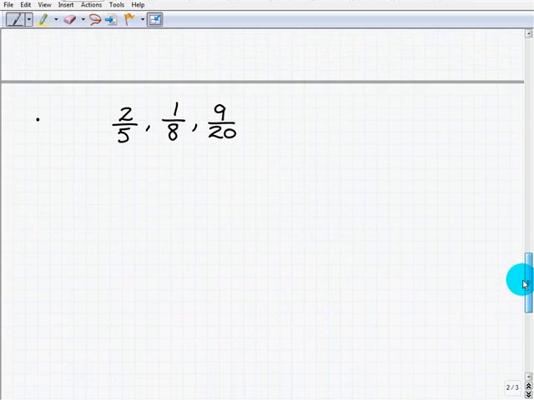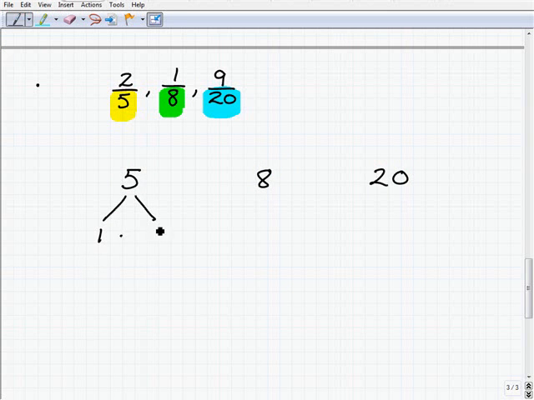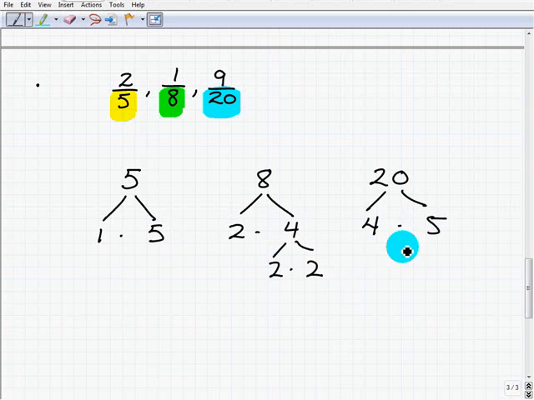Just as we were practicing with LCMs, here we have 3 fractions, but the procedure is still the same. We need to prime factor each of these denominators to find the LCM. We have 5, 8, and 20. So go ahead and prime factor each. 5, once again, is 1 times 5. 8 is 2 times 4, or 2 times 2 times 2. 20 is 4 times 5, or 2 times 2 times 5.